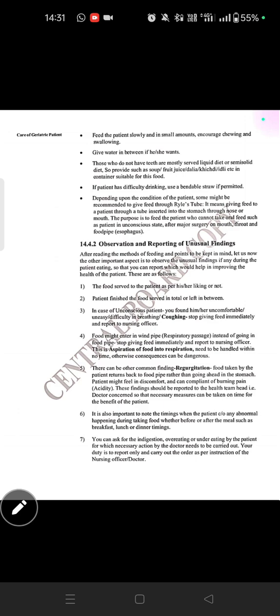If the patient has a burning sensation or acidity in the stomach, this will be necessary to note for the patient's treatment too. Then note the timing of when the patient had the food and whether anything abnormal happens after the food. That is another thing we should check. Indigestion, overeating or undereating requires necessary action that the doctor needs to carry out.